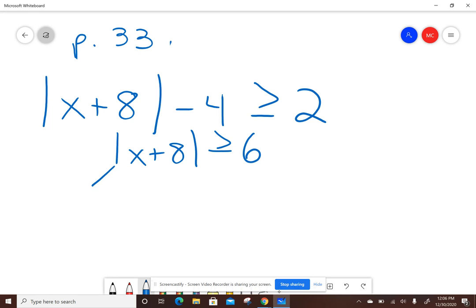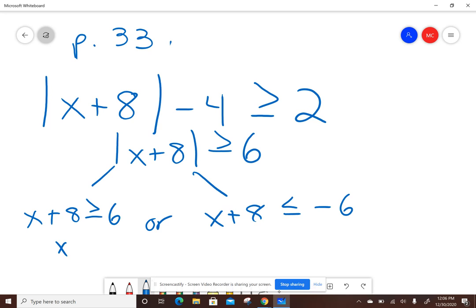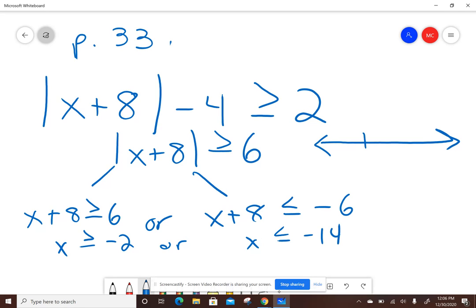Okay, so now I can say this is going to be connected by or. I write x plus 8 greater than or equal to 6, or x plus 8, change the direction of the sign, make that negative. This becomes x is greater than or equal to negative 2, or x is less than or equal to negative 14. So when I graph this, it looks like your classic or. That direction, and negative 2, that direction.